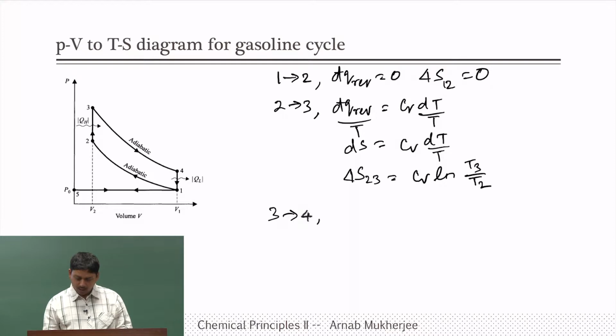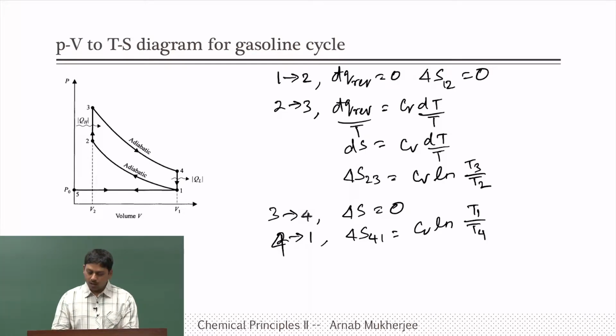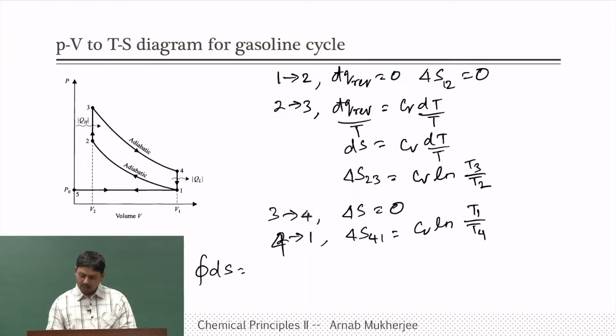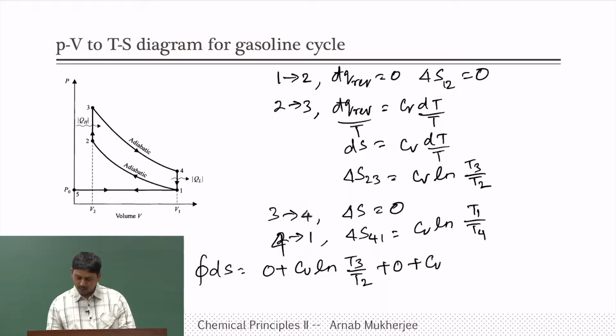3 to 4 is an adiabatic step again. So, del S will be 0, and 4 to 1 is an isochoric step. By the same logic, S 4 1 will become Cv ln T 1 by T 4. Now, what is the total change in entropy? Total change in the entropy in the whole cyclic process is the sum of all these parts, which is 0 plus Cv ln T 3 by T 2 plus 0 plus Cv ln T 1 by T 4.